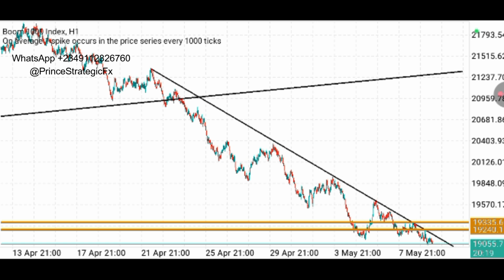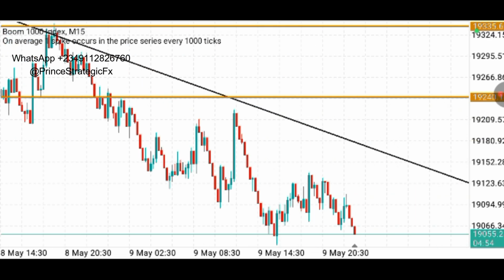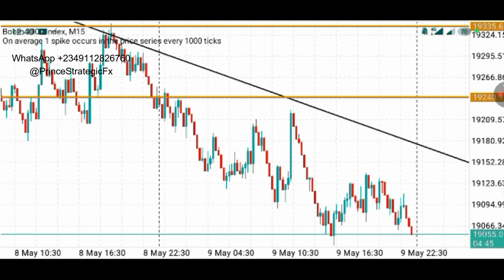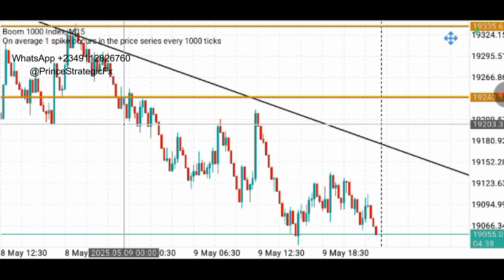What's next? The next thing we need to do is head over to 15 minutes. At this point, this is a downtrend. You understand? This one is currently in a downtrend, so at this moment you're only looking to sell. All we need to do here is turn on our separator as usual.